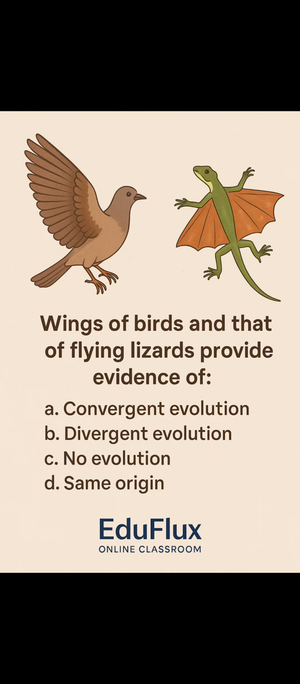Here, option A is convergent evolution, B is divergent, C is no evolution, and D is same origin. In this lecture, note down, I will explain the difference between convergent and divergent evolution, and secondly, I will explain homologous as well as analogous structures.